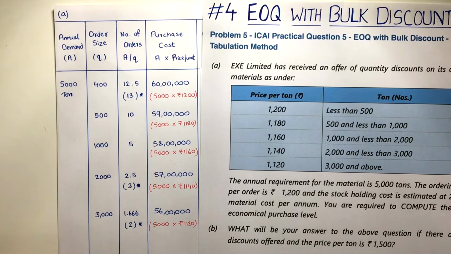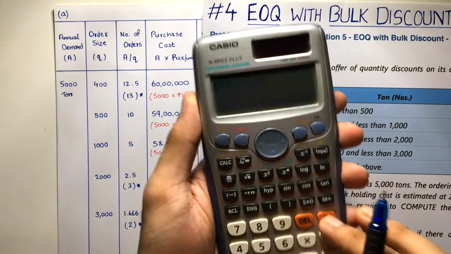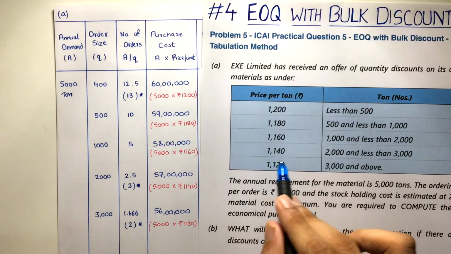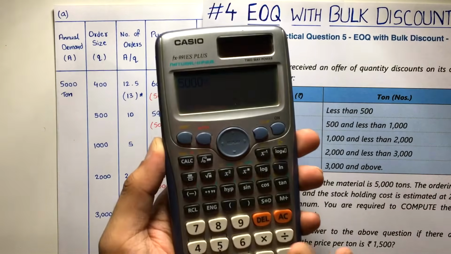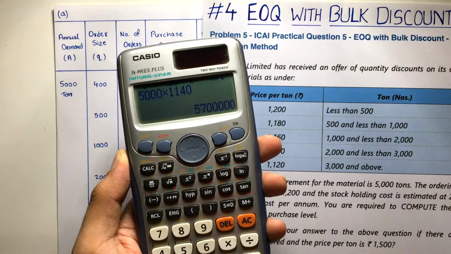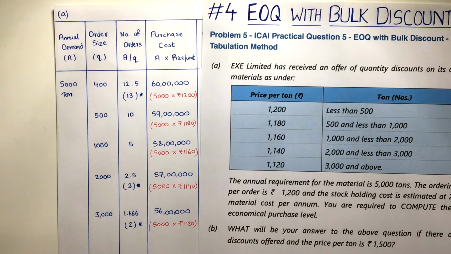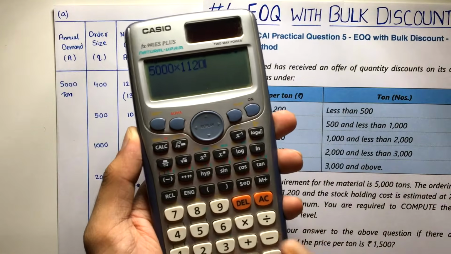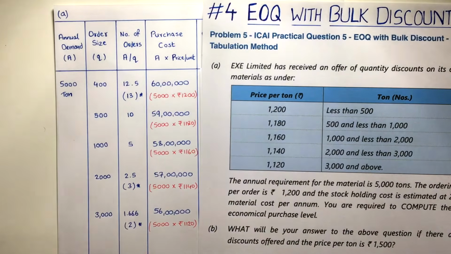Let me just show you the calculation of one or two. See here, 5000 of the fourth level, 1140, that's equal to 57 lakhs. And then the last level, 5000 into 1120, that's equal to 56 lakh. Is it clear? That's how we calculate the purchase cost.